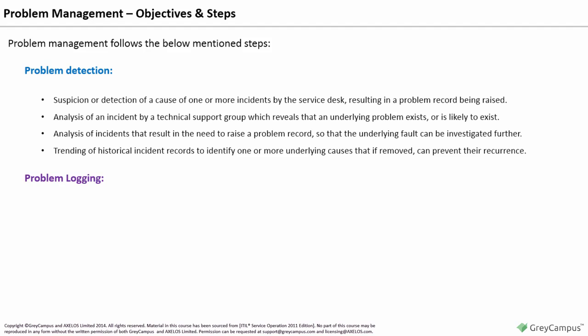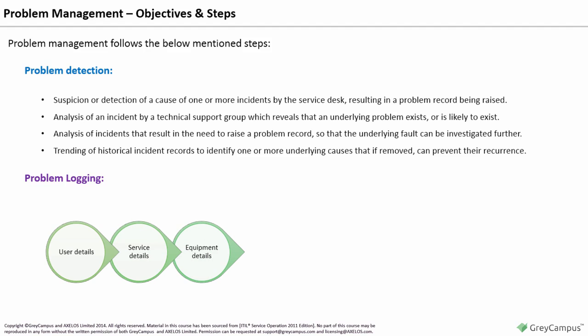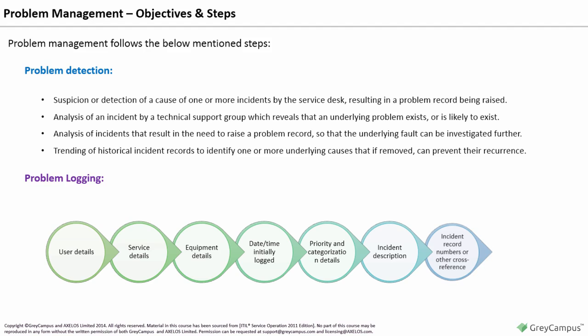Problem logging. A cross-reference must be made to the incident or incidents which initiated the problem record, and all relevant details must be copied from the incident record to the problem record. It is difficult to be exact as cases may vary, but typically this will include details such as user details, service details, equipment details, date, time initially logged, priority and categorization details, incident description, incident record numbers or other cross-reference, details of all diagnostic or attempted recovery actions taken.